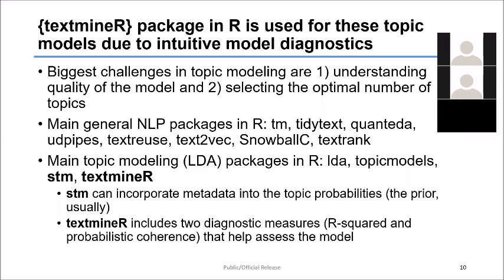For topic modeling, lda and topicmodels were the first 2 ones to use, but there weren't a lot of model diagnostics to tell you about the quality of the topics. Whereas STM, or structural topic model, and textminer both have these types of things. STM is interesting, and I may use it again in the future. It allows you to incorporate metadata into the topic probabilities, the prior distributions, which usually you don't have much information on. If you have some metadata, you can plug that in. Textminer though gives 2 diagnostic measures, an R-squared equivalent and probabilistic coherence, that help assess the model.